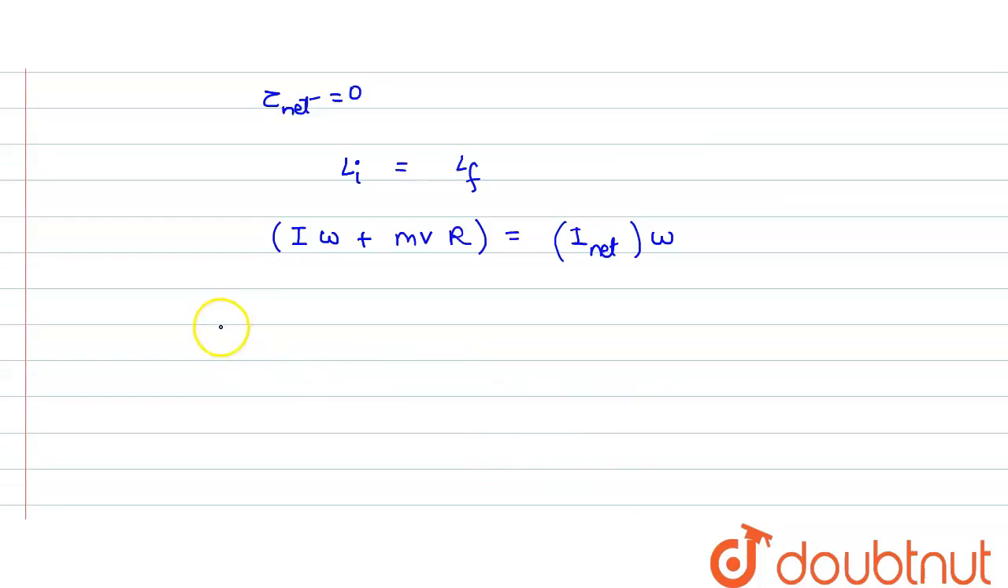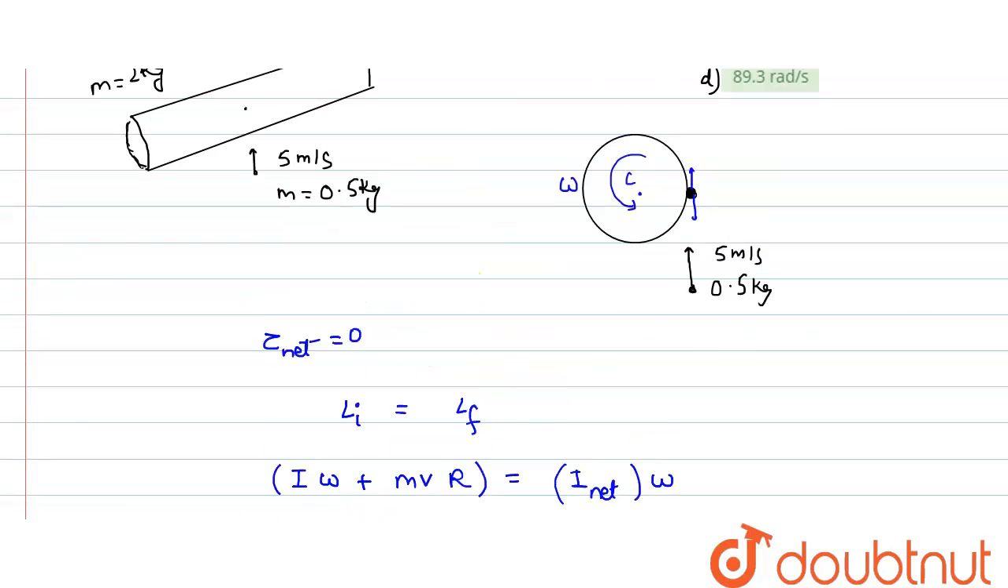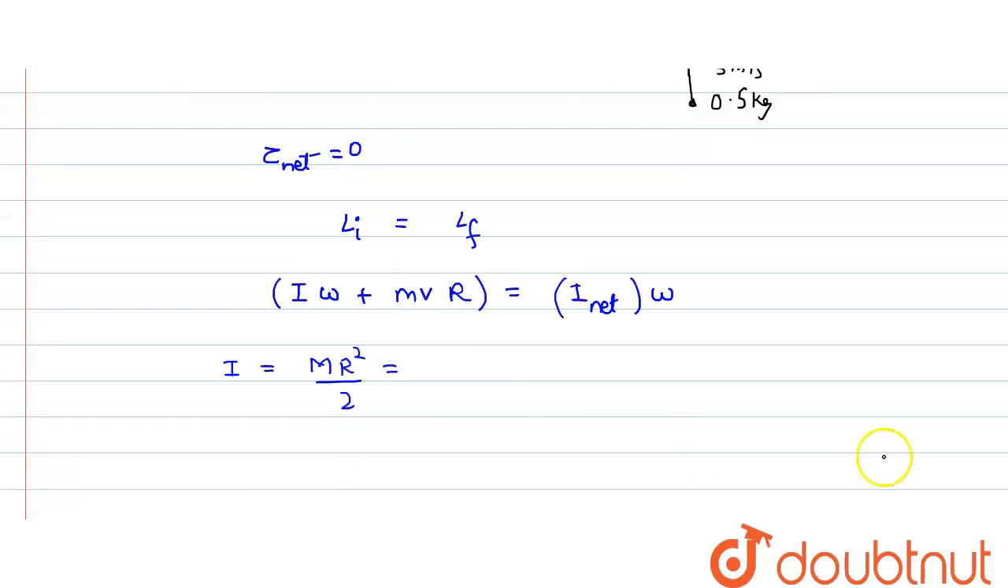Now what is the value of I for a solid cylinder? We know for a solid cylinder this value is equal to M R square divided by 2. The mass value is given as 2, so we can put the values here: 2 into 0.2 square divided by 2, in kg meter square.